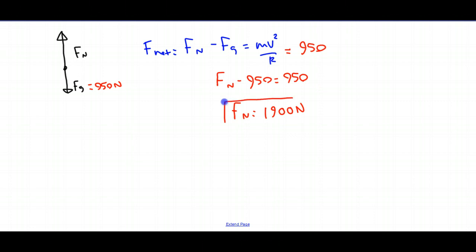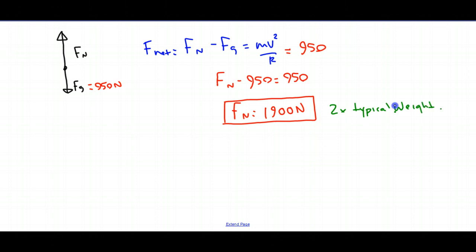Now, typically, our normal force is equal to our gravitational force. So when we travel at such a speed as to be weightless at the top, that means we're going to feel twice as heavy at the bottom. 2 times our normal weight. 2 times our typical weight, I guess is the better way to say it.